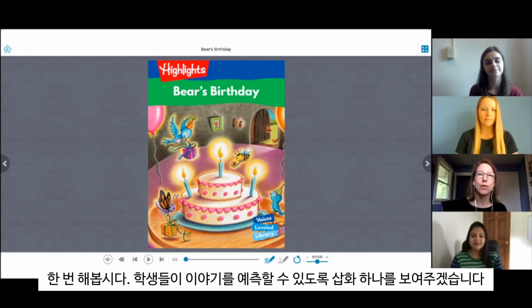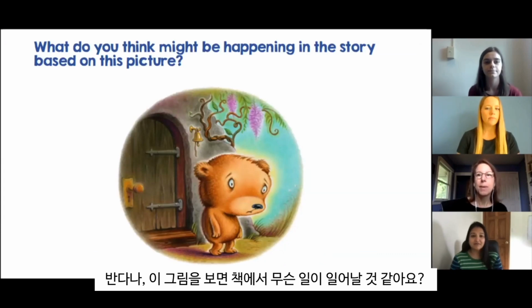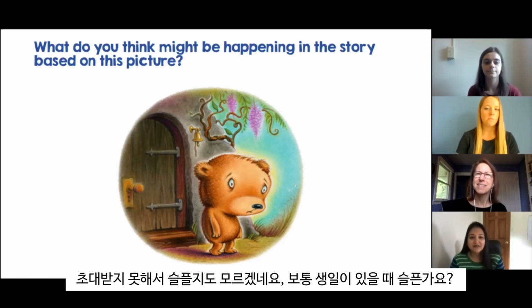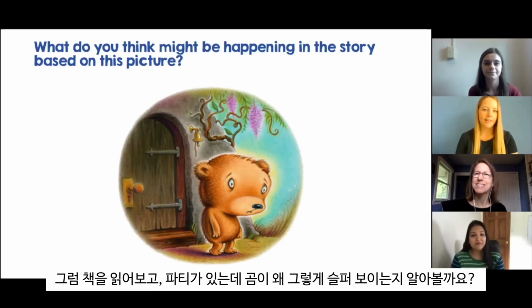So let's try that. I'll show a picture I took from the story so that students might have a chance to look ahead. So Vandana, what do you think might be happening in the story based on this picture? What do you see? I don't know, he looks really sad. So I wonder, maybe Bear didn't get invited to the party? Maybe he might be sad, didn't get invited. Do you usually feel sad when there's a birthday? No, actually, I'm always really happy when it's my birthday. Yeah. Well, why don't we read the story and find out why Bear is looking so sad when it looks like there's a party going on.